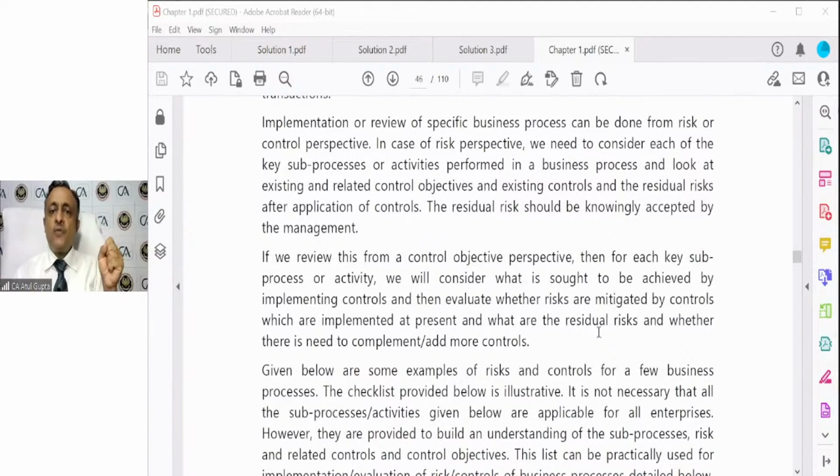If we review this from a control objective perspective, then each key sub-process should be considered for implementing controls. The core is that every part of the transaction, every subcomponent of the transaction, must have the necessary controls put into it.